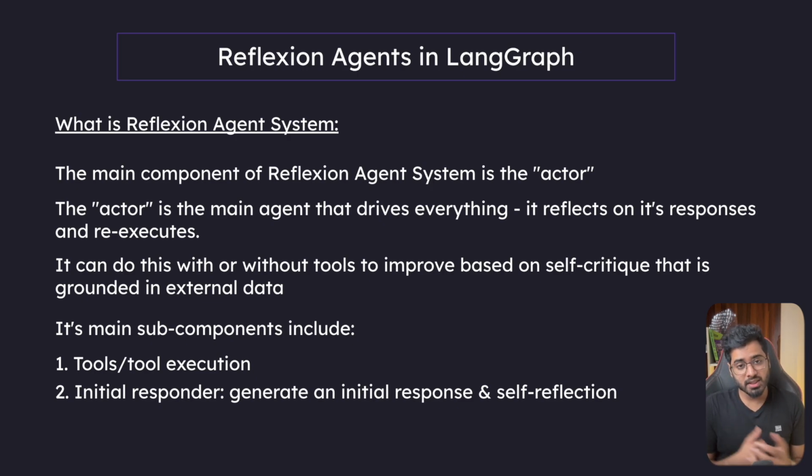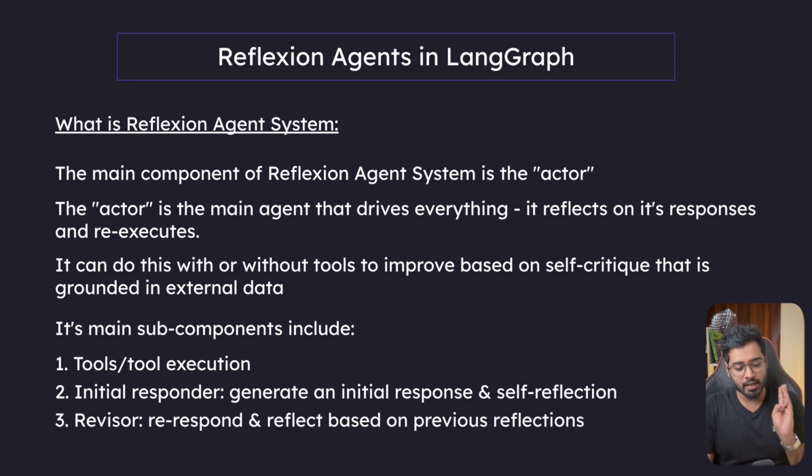And then the first sub agent, you can think of it as a sub agent, is going to be the initial responder, or the responder agent. The responder agent's job is to generate an initial response, and it is also going to do some self-reflection. Later on we'll look at the diagram and it would make sense. So we've got tools, we've got the responder agent, and finally we've got the reviser agent. The reviser agent's job is to re-respond and reflect based on the previous reflections.